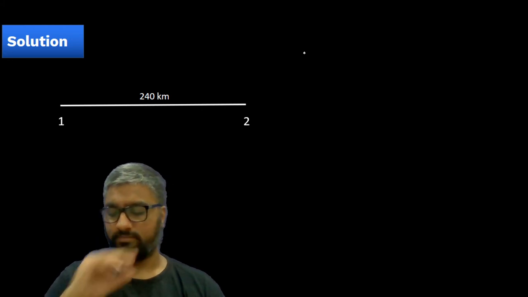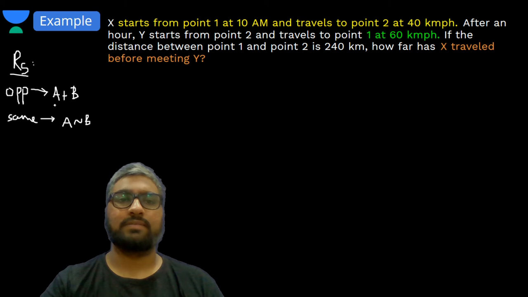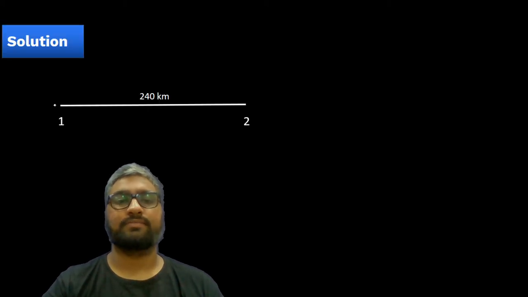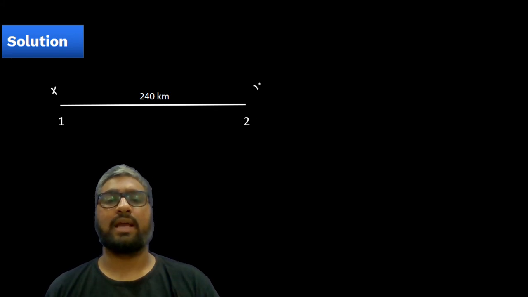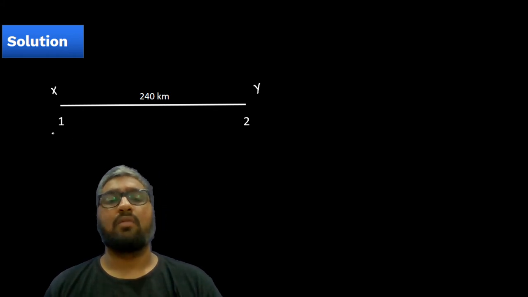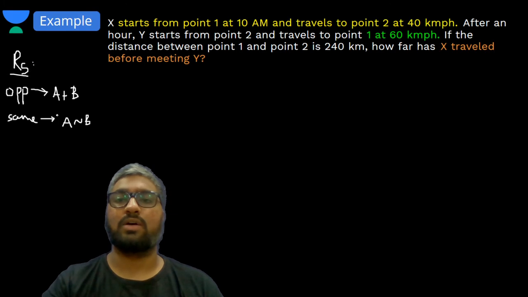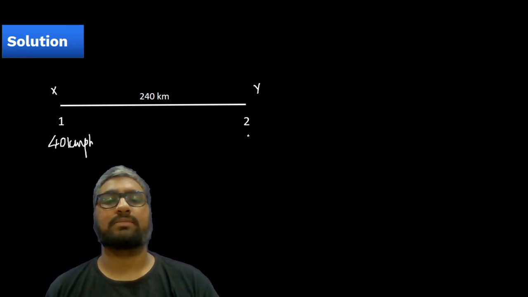The distance between point 1 and point 2 is 240 kilometers. X starts from here, point 1 to point 2, and Y from point 2 to point 1. And they're planning on meeting somewhere in the middle. What do we know about X? That X speed is what? 40 kilometers per hour. And Y speed is 60 kilometers per hour. What does the question ask?